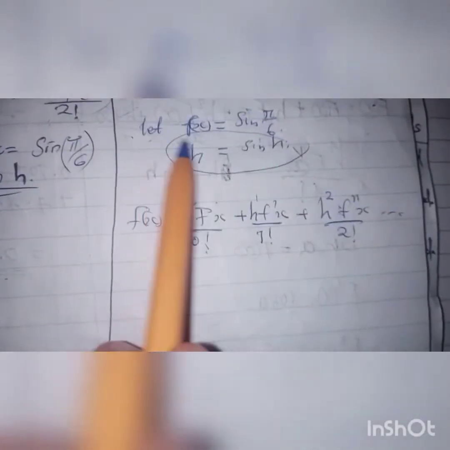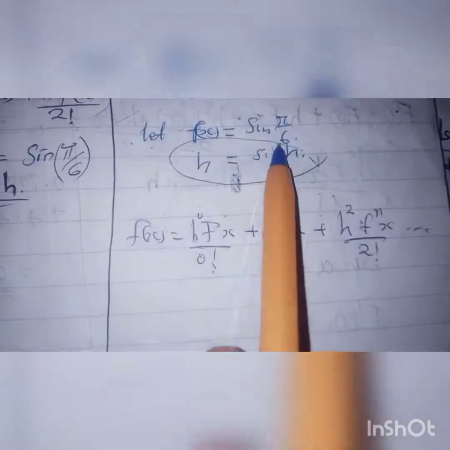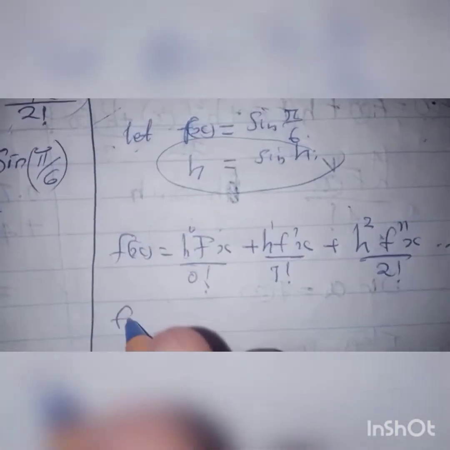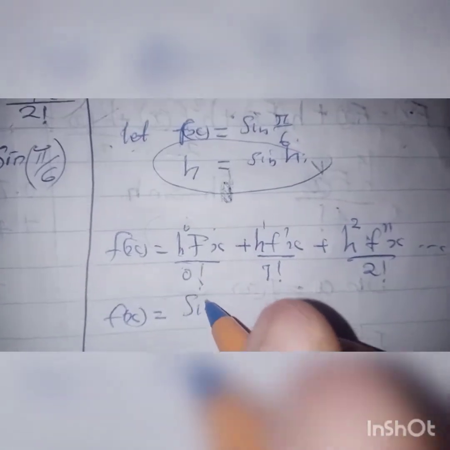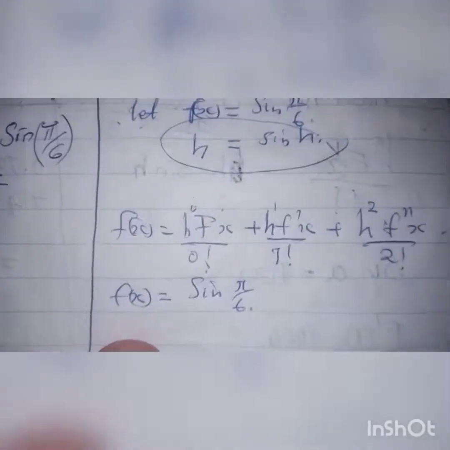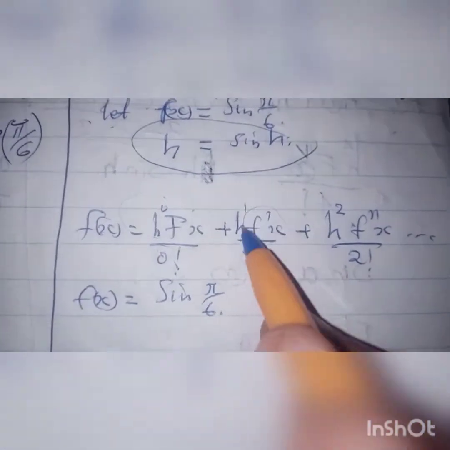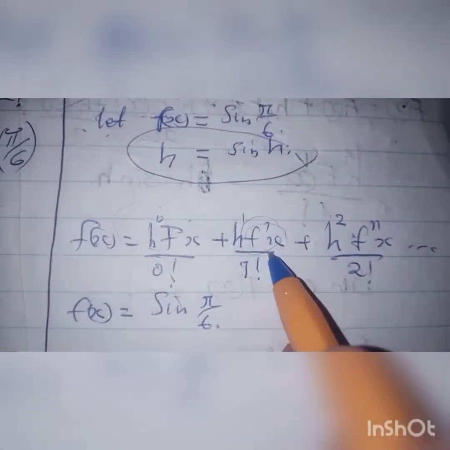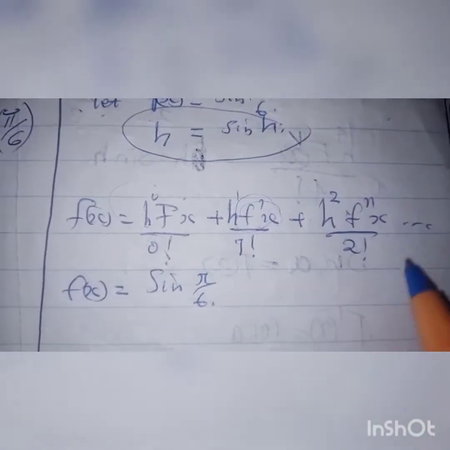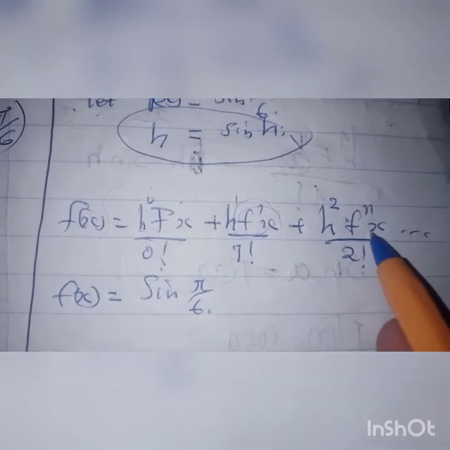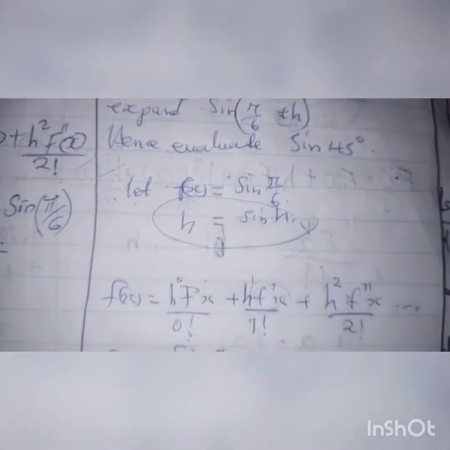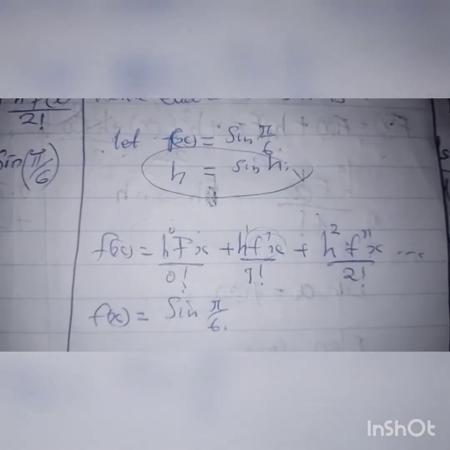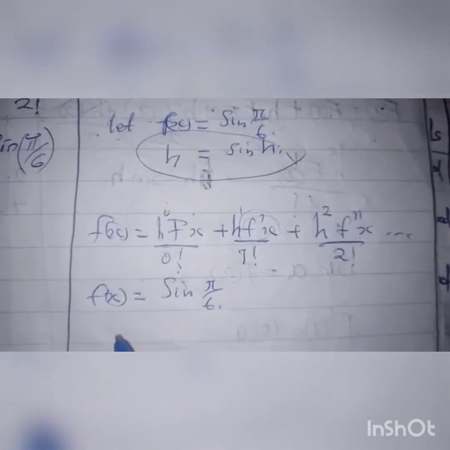Now, we have determined our function of x to be sine of pi over 6. We need the first, second, and third derivatives. As per the question, it normally asks for the third derivative. So let's find the first derivative of this function.